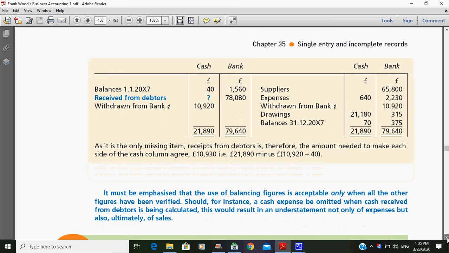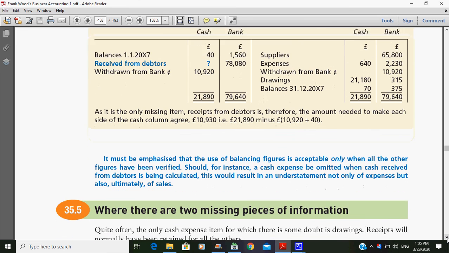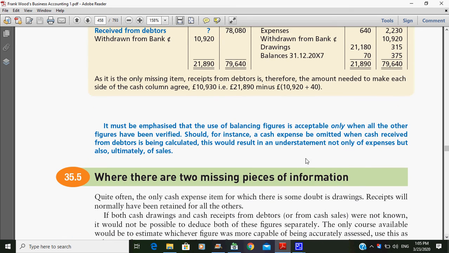All right. It must be emphasized that the use of balancing figures is acceptable only when all the other figures have been verified. Should, for instance, a cash expense be omitted when cash received from the debtors is being calculated, this should result in an understatement not only of expenses but also ultimately of sales.